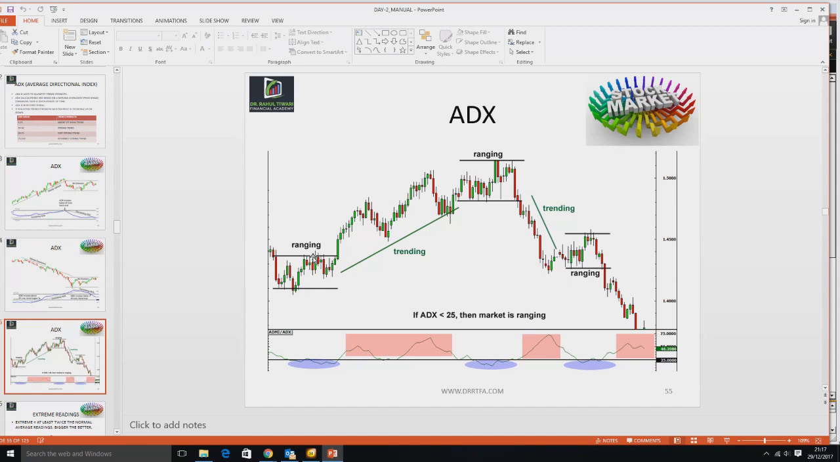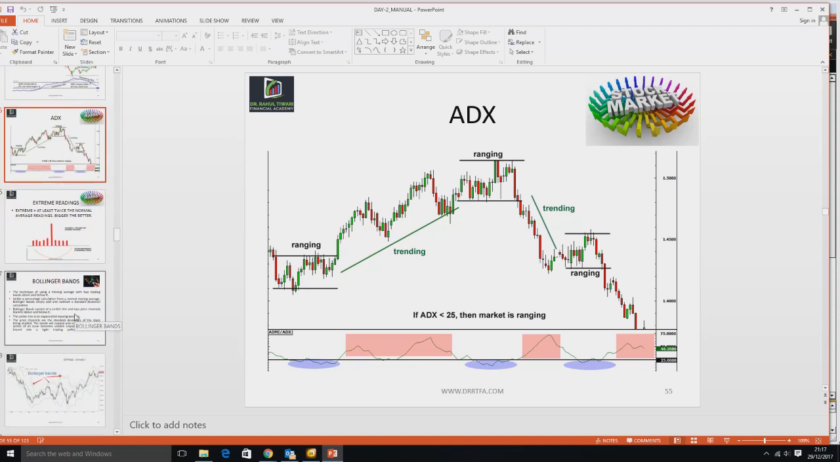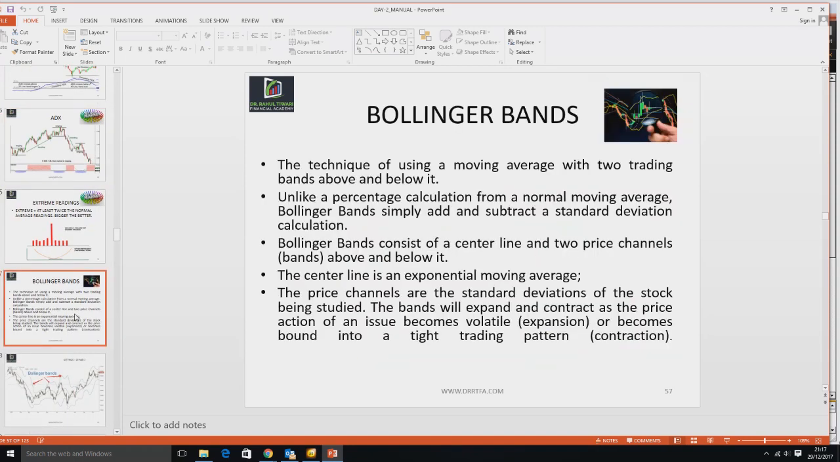So just please remember that. Now let's see the Bollinger Bands, which is the main tool which we're going to use for the sideways market. I'll show you on the terminal also how you can use these two techniques in greater detail.